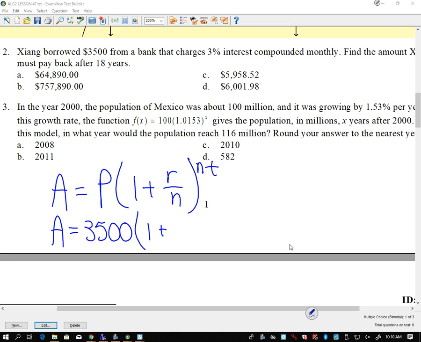We have 1 plus r, where r represents my interest rate, which is 3%. So we're going to write 0.03. n represents the number of times it's compounded in a year. How many times is this compounded in a year? Notice that it says compounded monthly, so 12 times. And then we want the number of times it's compounded in a year, which is 12, times the number of years, so 18. So that's what we're working with. That's what I would plug into my calculator to solve.